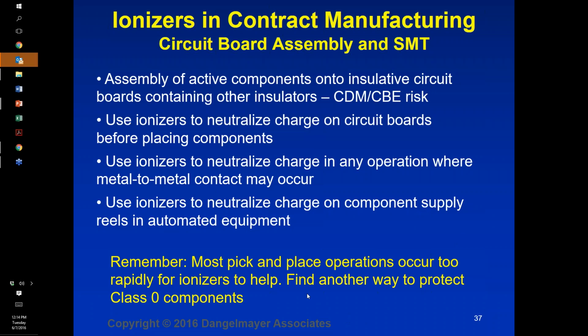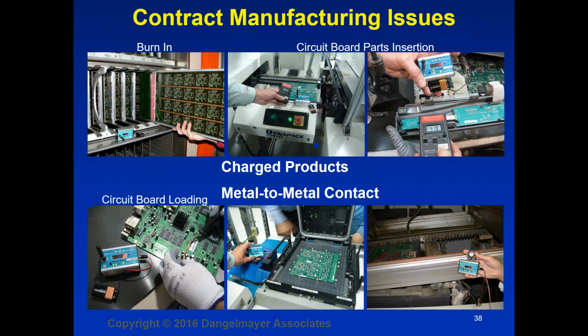So when you think of the actual placing of the components on the circuit board, ionizers are not going to be useful in this application because those operations occur very, very rapidly. Fortunately, there are other ways of protecting the components, and actually it's the physics of the situation that as the component approaches the circuit board, its field suppression voltage actually decreases. So generally we don't have problems in the actual pick and place operation.